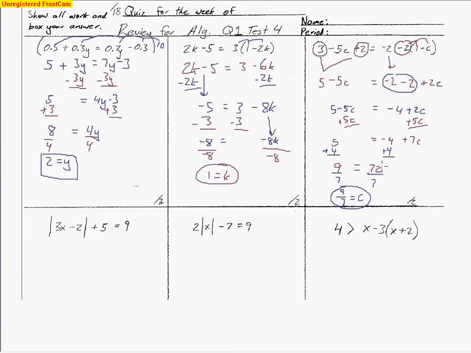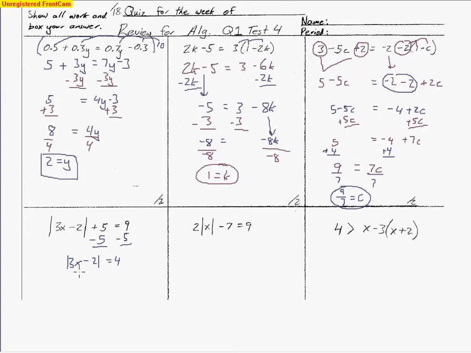So looking at the next problem, it's an absolute value equation. Now whenever we have absolute value, we always want to isolate the absolute value. So I'm going to subtract 5 from both sides. That leaves me with the absolute value of 3x minus 2 equaling 4. So now we're ready to solve.